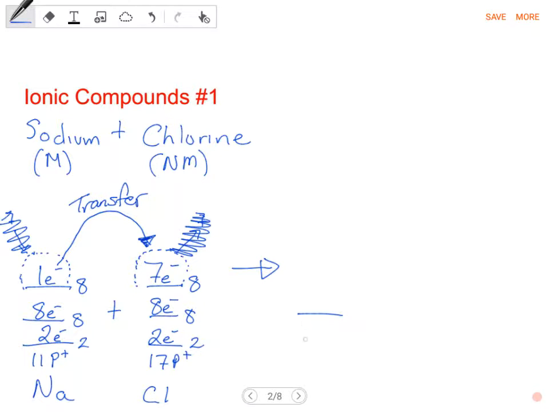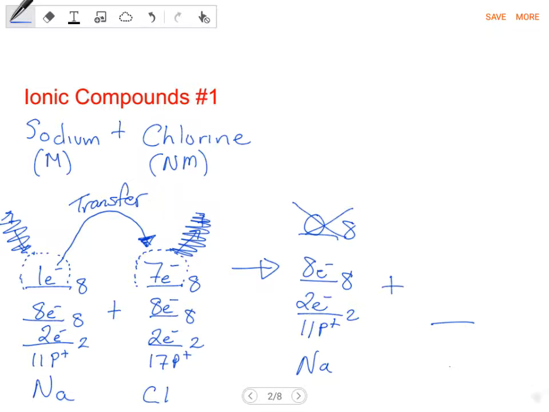So here's my sodium. It still has 11 protons. Remember, they don't change. 2, 8, 8. Well, we still have 2 here. We have 8 here. But now we have nothing there. This level's done. If you look now at the chlorine, number of protons sure hasn't changed. This level still has 2 electrons. This one still has 8 electrons. But now the top level is perfect and it has its 8 electrons.